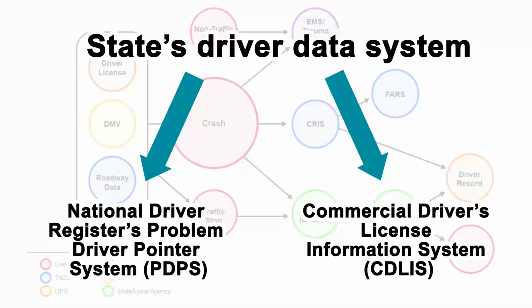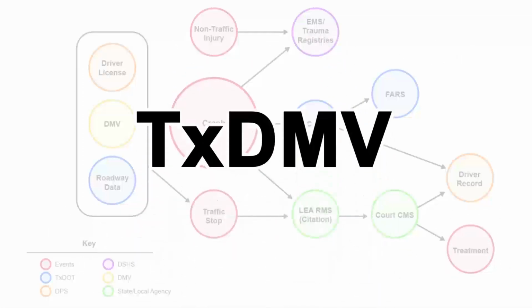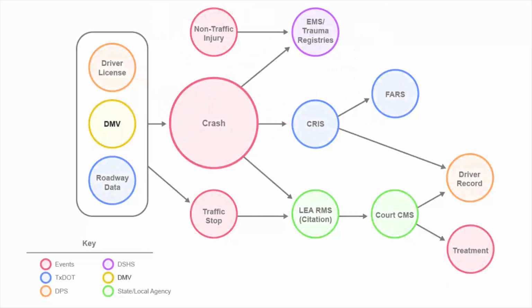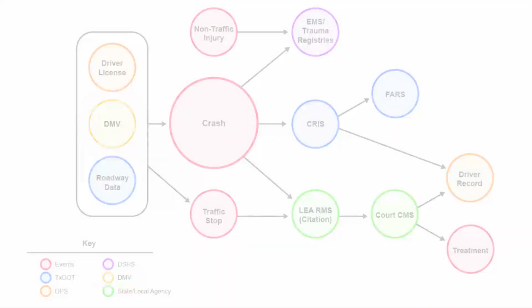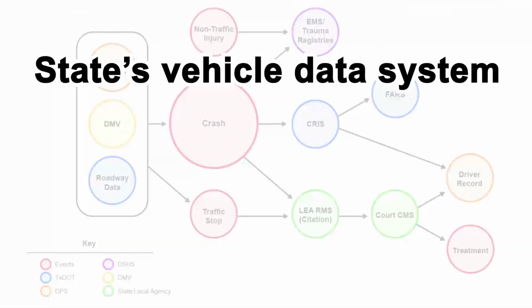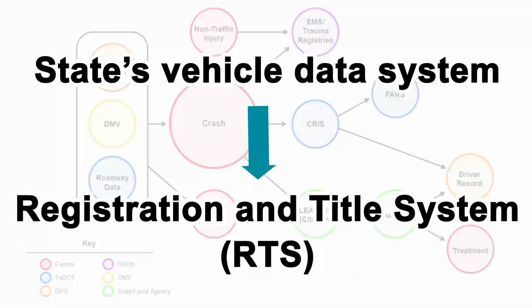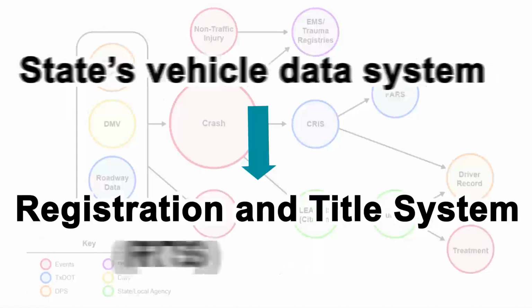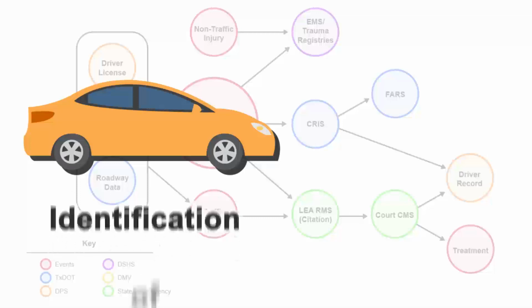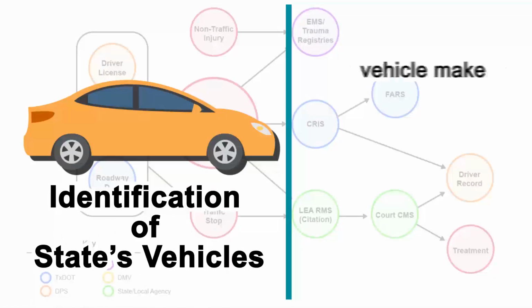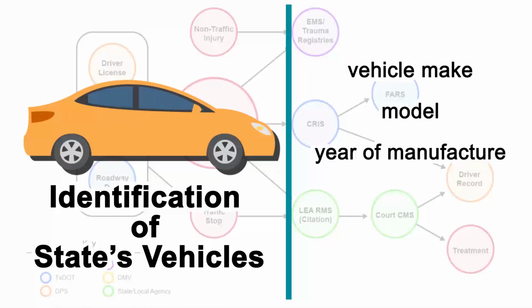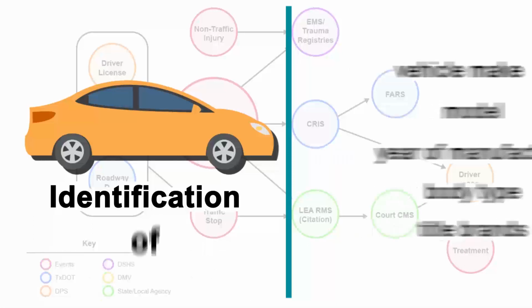The state's driver data system interacts with the National Driver Register's Problem Driver Pointer System and the Commercial Driver's License Information System. The Texas Department of Motor Vehicles has custodial responsibility for the state's vehicle data system that maintains all vehicle title and registration records in the registration and title system. Critical information related to ownership and identification of the state's vehicles, such as vehicle make, model, year of manufacture, body type, and title brands, is stored in RTS.